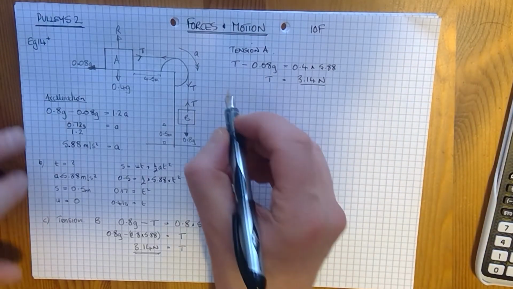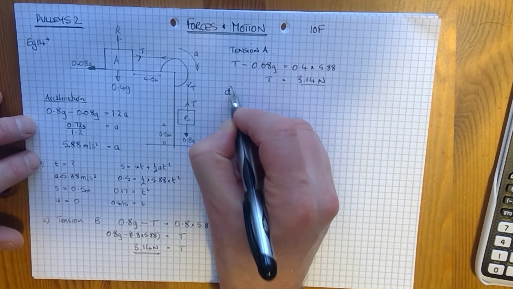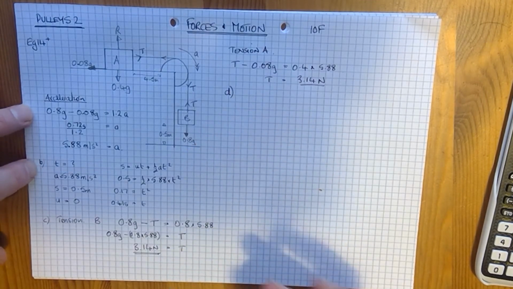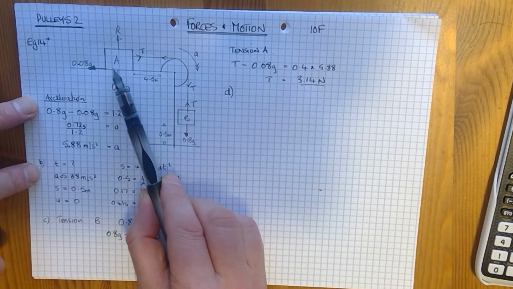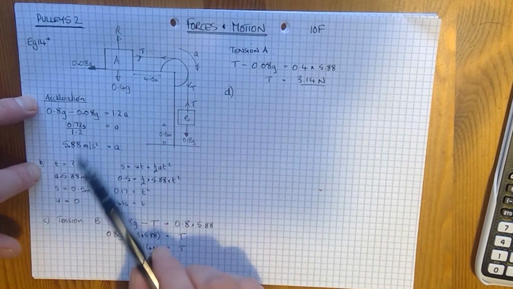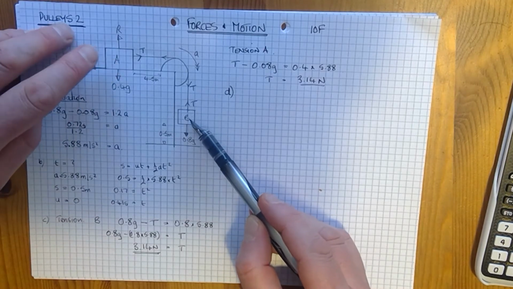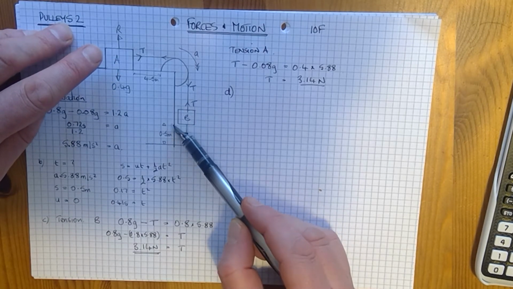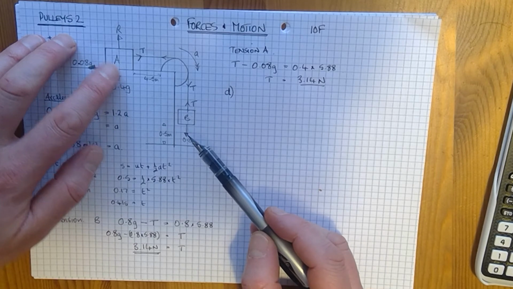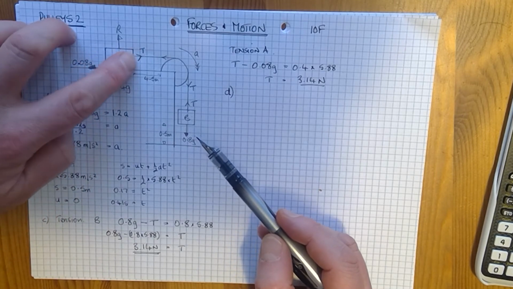All right, the last part of the example was to work out the total distance that this thing moves. Now there's two things going on here. The first bit of movement is as B is dropping. So B falls half a meter. During that half meter, A will move half a meter that way.